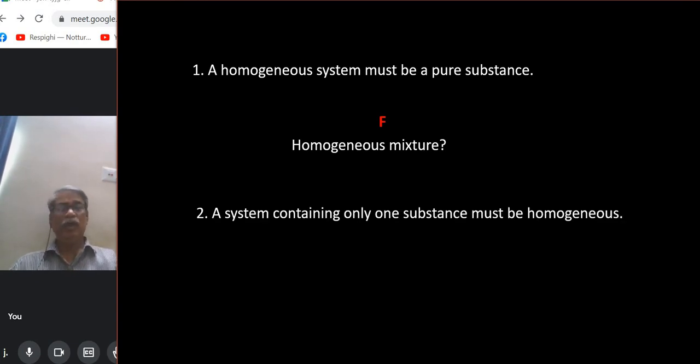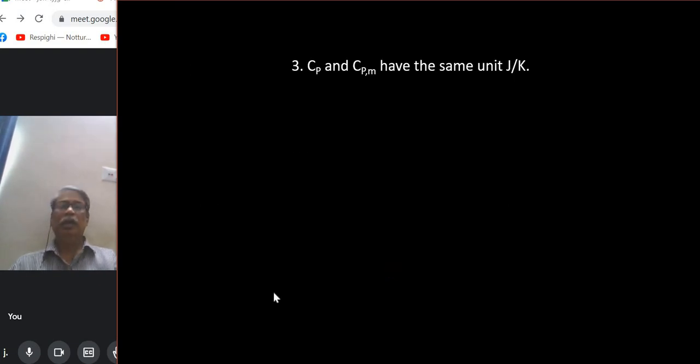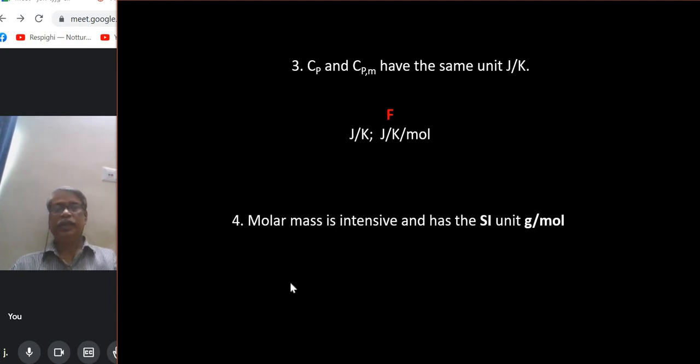A system containing only one substance must be homogeneous. No, again it's false, because you can think of 3 different phases, ice, water and vapor in equilibrium, of course at a particular temperature and pressure. Of course it is not a homogeneous system, but the substance is the same, water, right? So it's false. Cp and Cpm: well, one is joules per Kelvin, another is joules per Kelvin per mole, right? So they are not exactly the same.